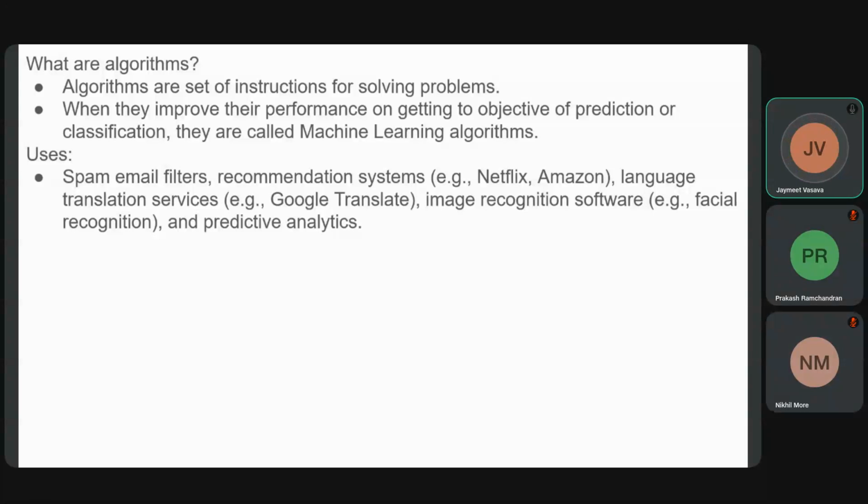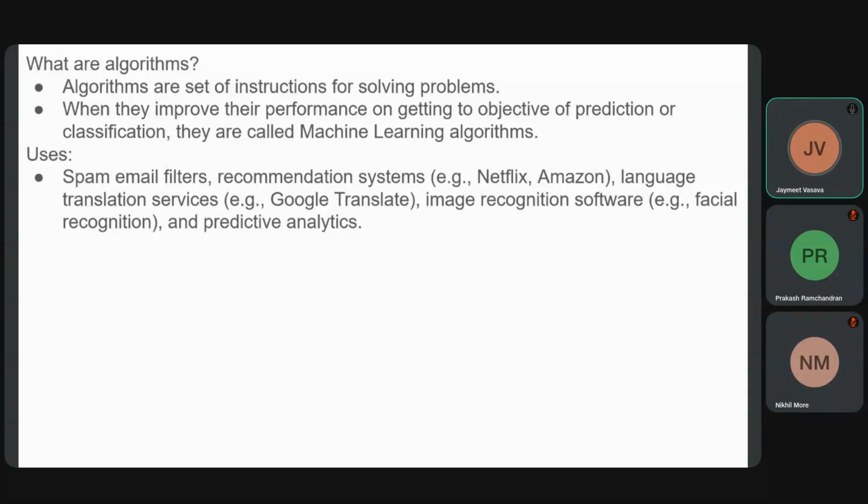Then come language translation services like Google Translate. The input language is different, and it gets translated, and the output language is different. Then come image recognition software for facial recognition, differing from person to person. It can have its own various uses.